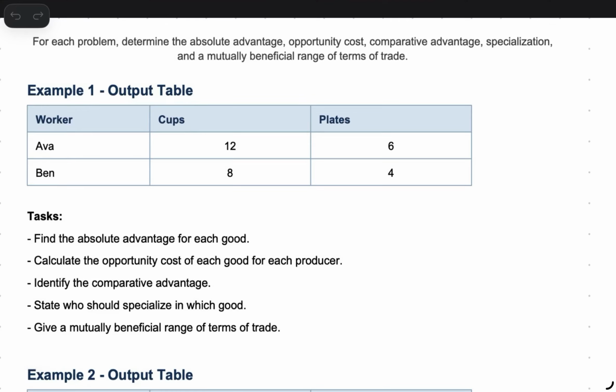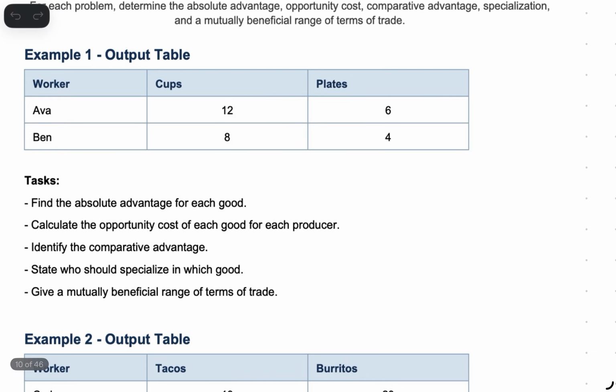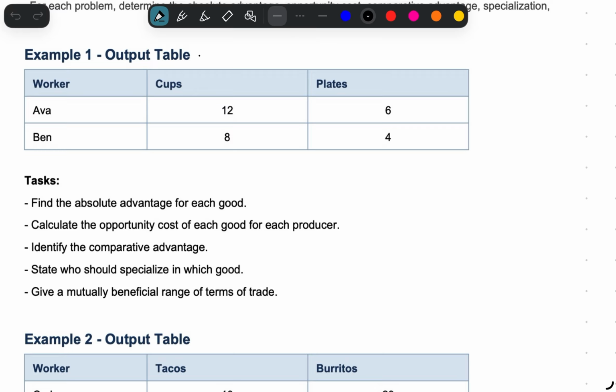In this video, we're going to be doing some comparative advantage and absolute advantage practice tables. For the first example, we have an output table with 2 workers and the corresponding amount of cups produced and plates produced. So, we see different decisions are represented in this table. An output table represents the same amount of time. We see that a decision can be made.